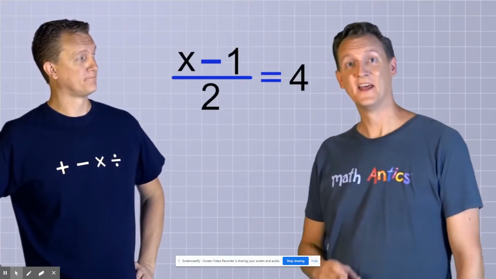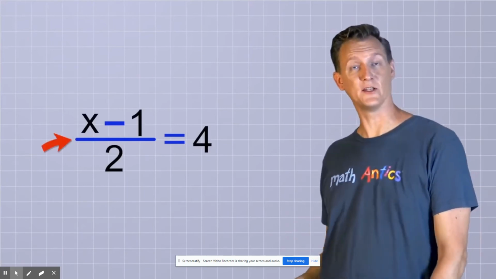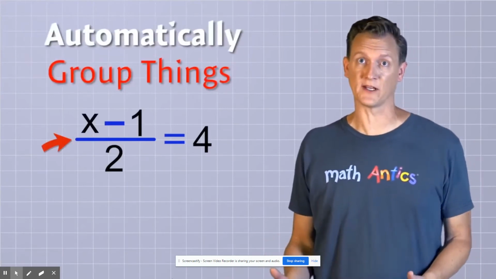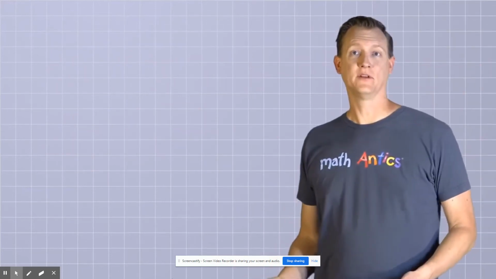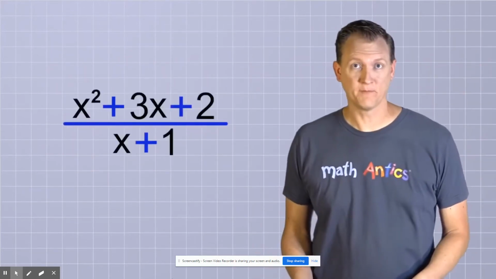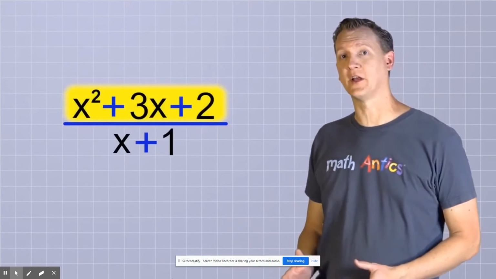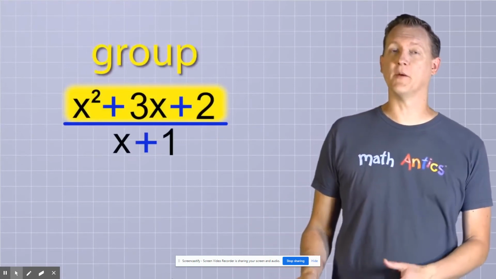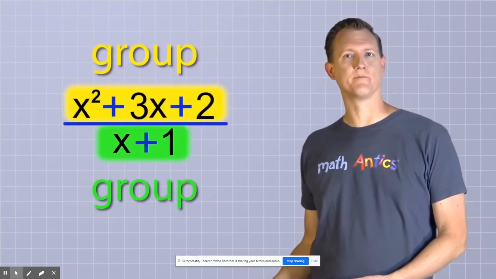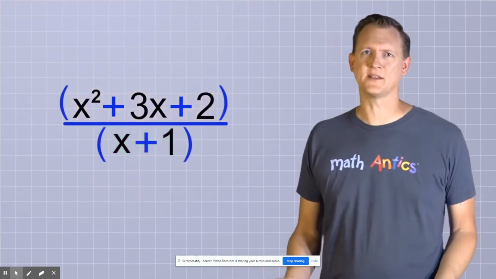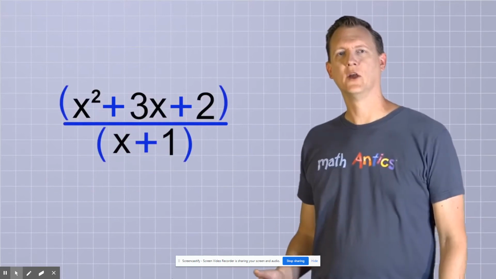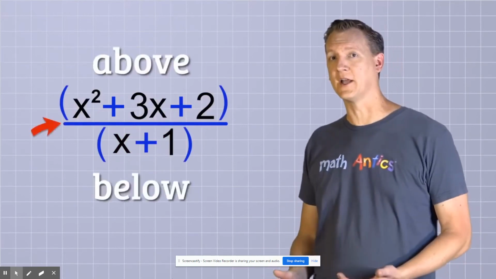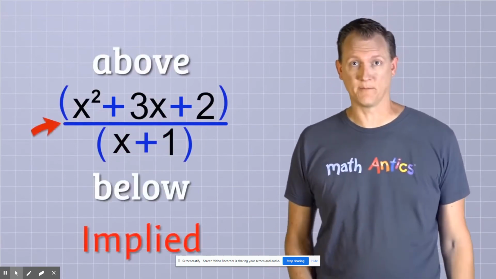That's a good question. In algebra, the fraction line is used as a way to automatically group things that are above it or things that are below it. For example, in this fancy algebraic expression, everything that's on top of the fraction line forms a group, and everything on the bottom of the line forms another group. Of course, we could put parentheses there if we wanted to make it really clear, but it's not required. Grouping above and below a fraction line is just implied in algebra.